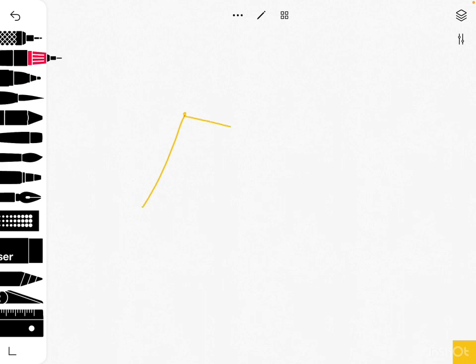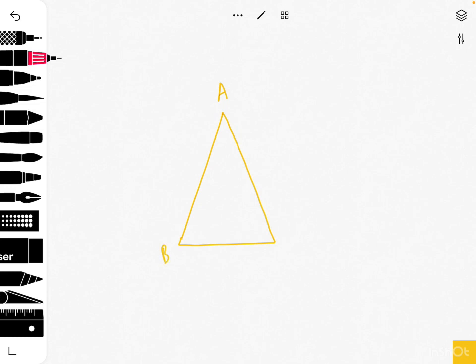If we draw an isosceles triangle, meaning two of its sides are equal, and then draw one median from this vertex to its opposite side BC, then this median will divide the angle at the vertex into two equal angles.